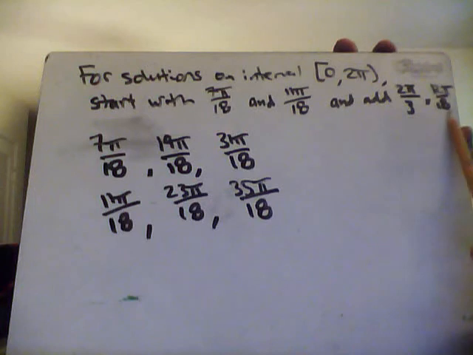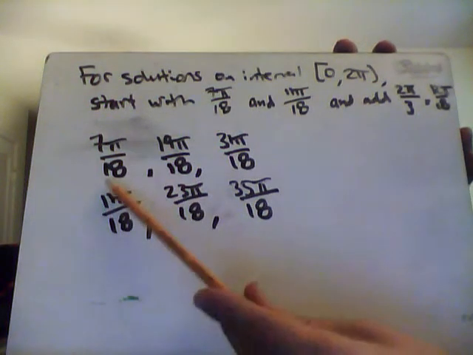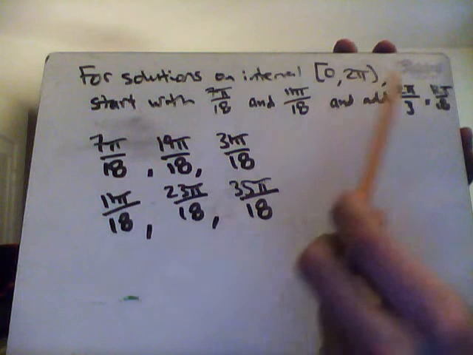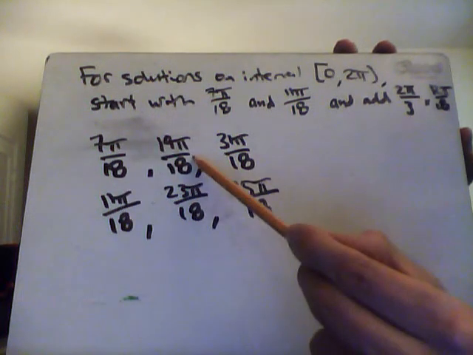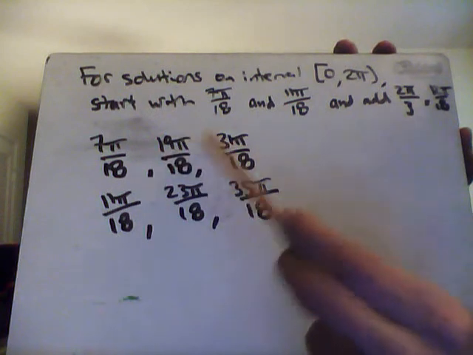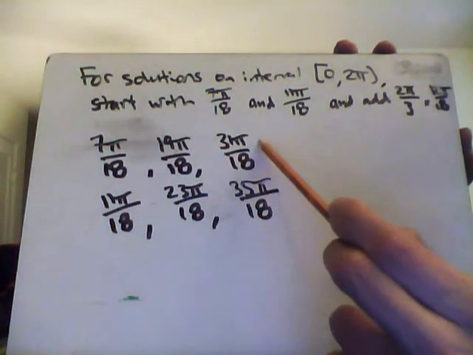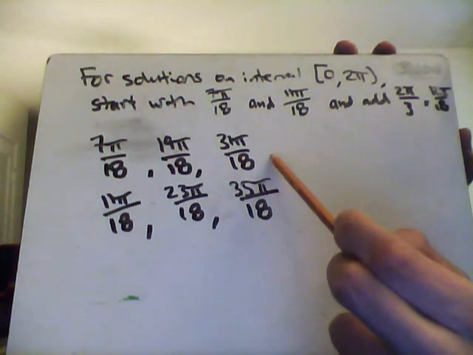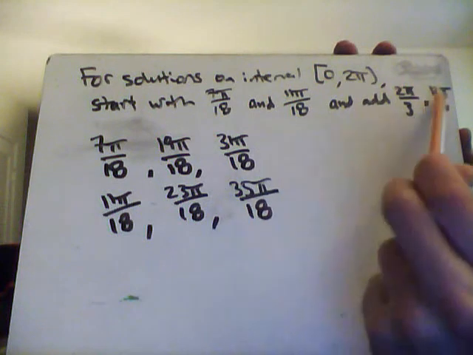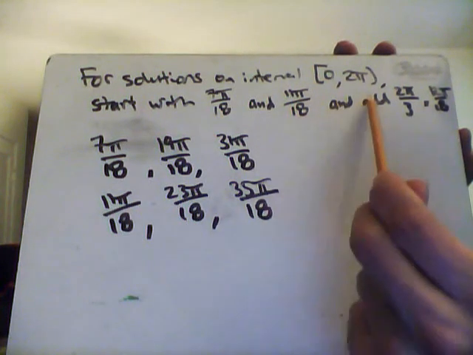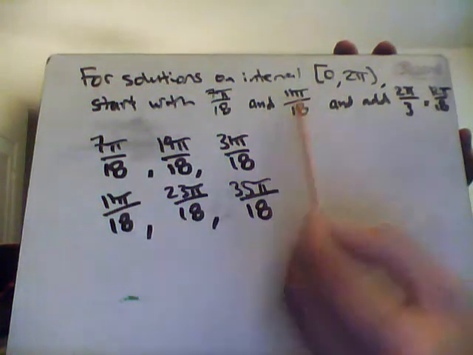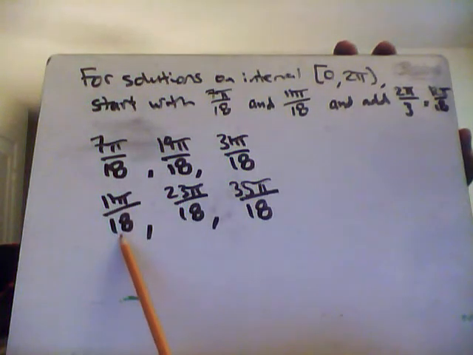Notice that 2 pi over 3 is equal to 12 pi over 18. So let's start with the 7 pi over 18. When we add 2 pi over 3, or 12 pi over 18, our next solution will be 19 pi over 18. Notice that that's still less than 2 pi. And 31 pi over 18, which is also less than 2 pi. If we add another 12 pi over 18, we're outside the interval that we want, which is 0 to 2 pi. Now, let's take a look at 11 pi over 18.